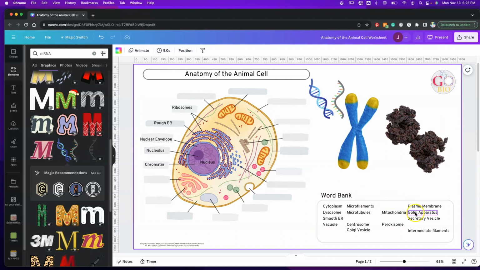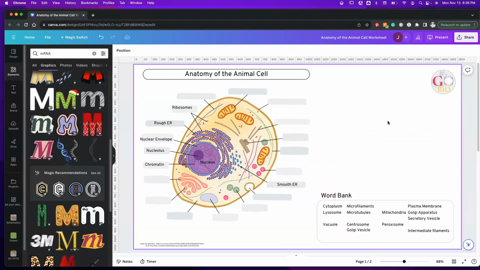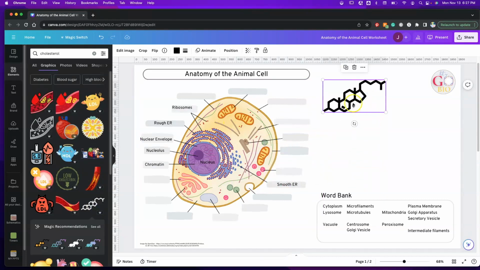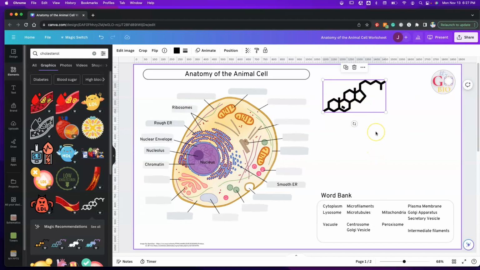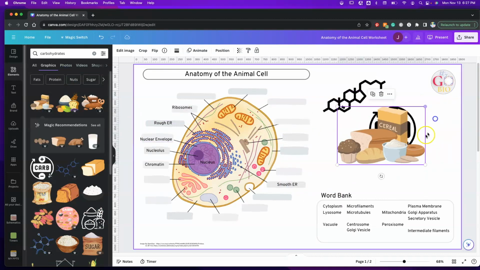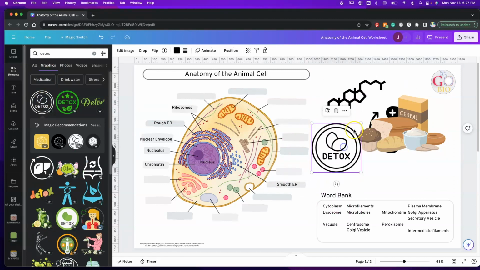Now, what about the other endoplasmic reticulum, the smooth ER? Smooth ER has its own features. It's known for synthesis of lipids. This is a cholesterol molecule, which is a type of lipid. Smooth ER might be in cells that are creating cholesterol-based hormones like estrogen or testosterone. It's known for metabolizing carbohydrates. We all love some carbohydrates. It's known for detox at the cellular level.